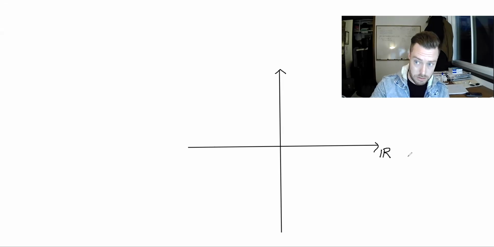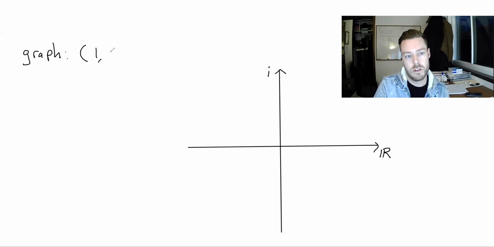Think of your a's, right? And then your vertical axis is going to be all your imaginary numbers. So think of your i's. I'll just put i here, right? So if we wanted to graph, let's just say graph 1 plus 4i.